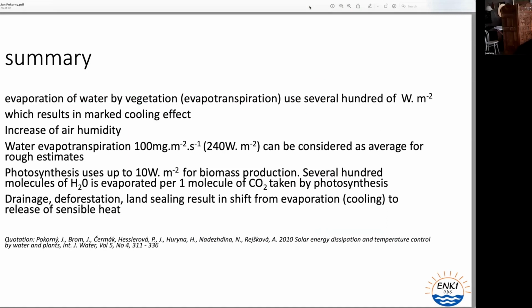Next one. So we can say that we know roughly what is happening when 100 milligrams of water is evaporated from 1 square meter per second. 240 watts per square meter is used, is hidden in the water vapor, and this will be released then as dew or in the clouds. Photosynthesis takes a maximum of 10 watts. And for each molecule of CO2 which is taken, several hundred molecules of water are evaporated. Next one.